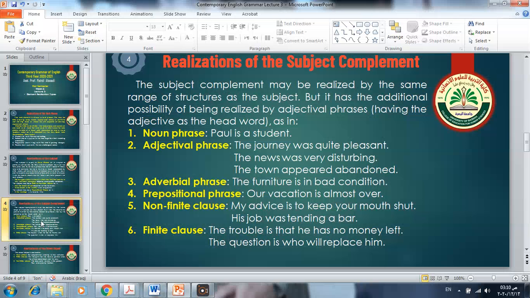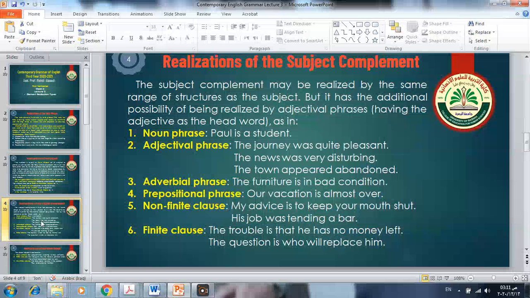Now let's move to speak about the realizations of the subject complement. The subject complement may be realized by the same range of structures as the subject, but it has the additional possibility of being realized by an adjectival phrase, having the adjective as the head word. Now, it could be a noun phrase, like when we say, Paul is a student. So, a student is the noun phrase which functions as a subject complement.